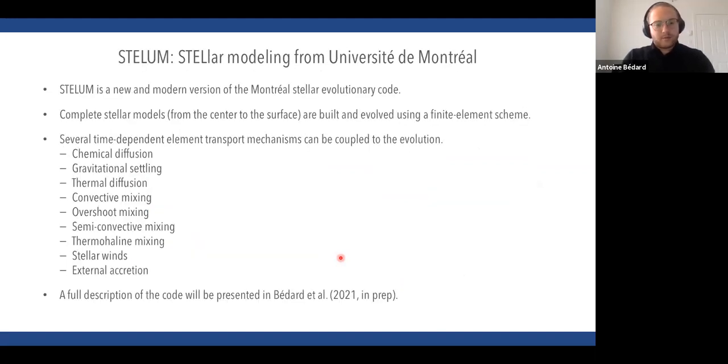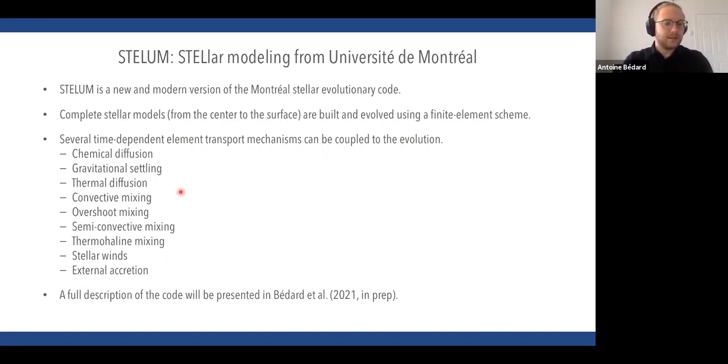So the simulations that I'm going to present today were produced with STELUM, which is the new version of the Montreal Stellar Evolution Code. I don't want to go into too much detail about the code, but there are two things worth saying. The first is that STELUM produces complete stellar models from the center to the surface, which is necessary because we want to follow both the cooling of the star and composition changes at the surface. The second is that STELUM includes a wide range of physical processes which cause element transport, and these mechanisms are fully coupled to the evolution.